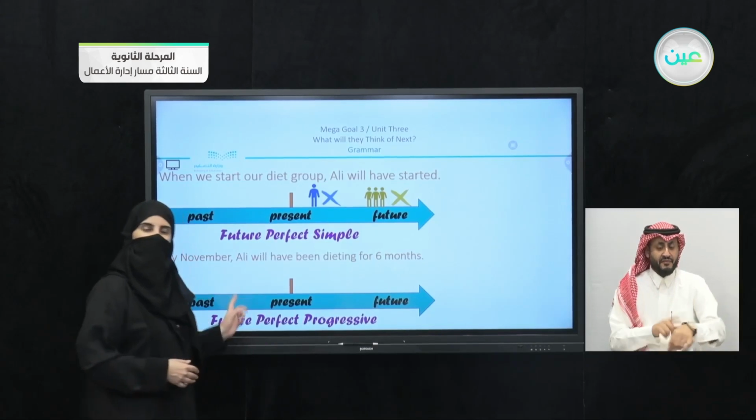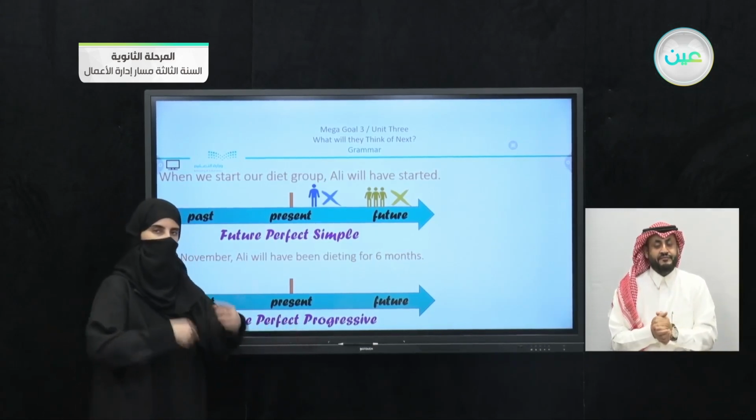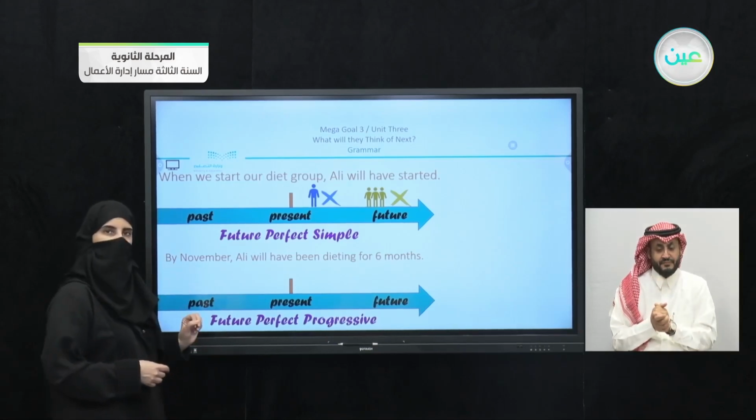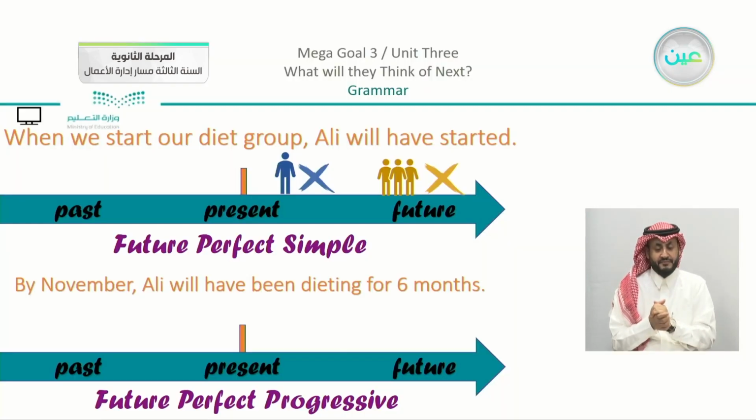This time we have the future perfect progressive, continuous. So here we have another example. You can see that we have here, by November, Ali will have been dieting. So from progressive, you know that we're going to use verb ing here.